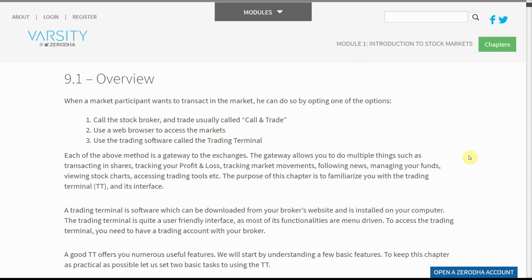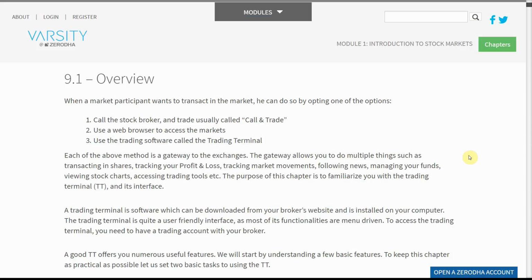When a market participant wants to transact in the market, he can do so by opting for one of the options. Call the stockbroker and trade, usually called call and trade. Use a web browser to access the markets. Use the trading software called the Trading Terminal. Each of the above methods is a gateway to the exchanges.